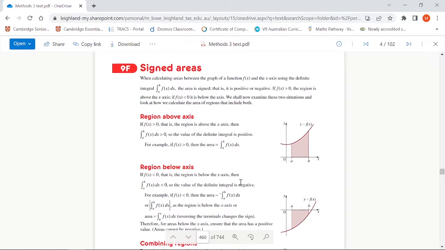Okay, so what we want to look at then are signed areas. So we've done a bit of work on finding definite integrals and calculating those and solving similar sort of problems. But looking specifically at areas under curves. So this is just straight in your textbook, so you can kind of follow along as we go through it. We'll just make it nice and easy.